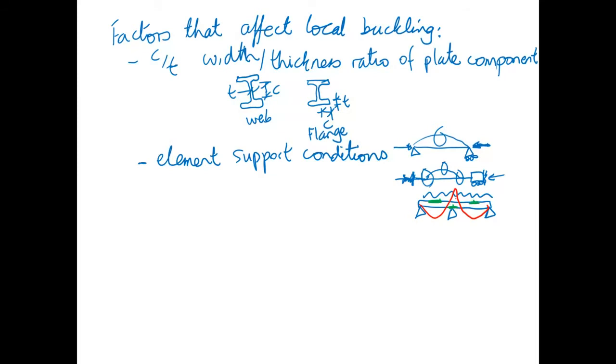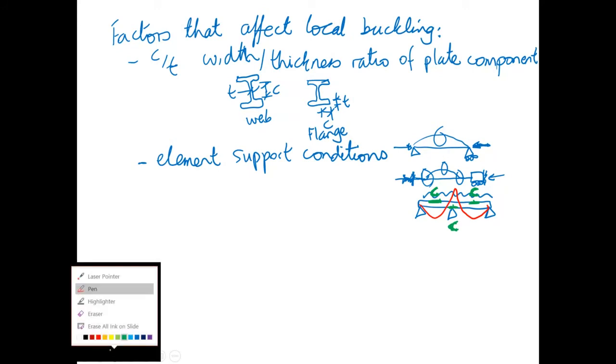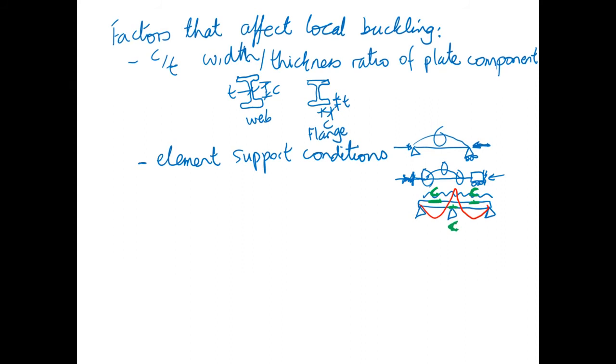So it depends on support conditions that can affect what the bending moment looks like, therefore it affects which part is in compression. So in this case, the compression is on the top here, on the bottom here, and on the top here. And it's only those parts of the beam, or parts of the steel element, that are under compression that are susceptible to local buckling. So in this case, it's over the support and at the midspan and so on that will have the highest moments, and therefore the highest compression stresses in the compression flanges.